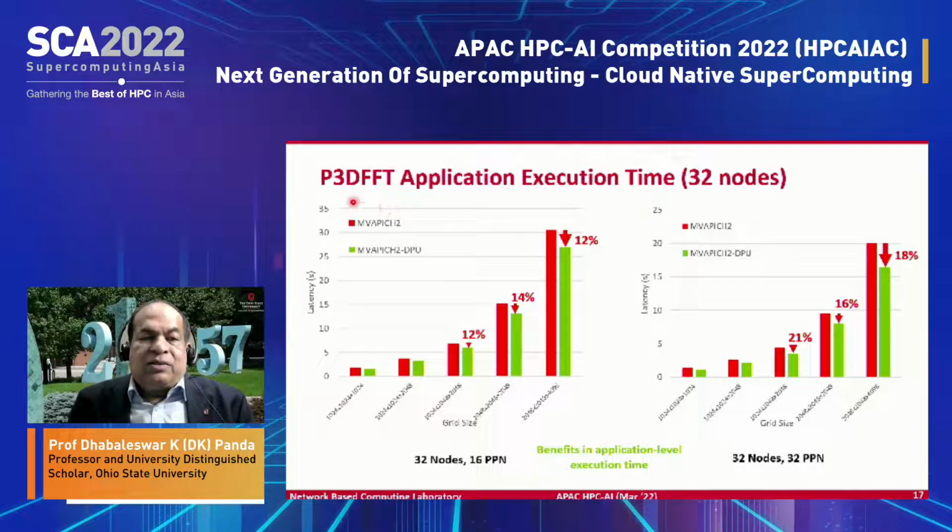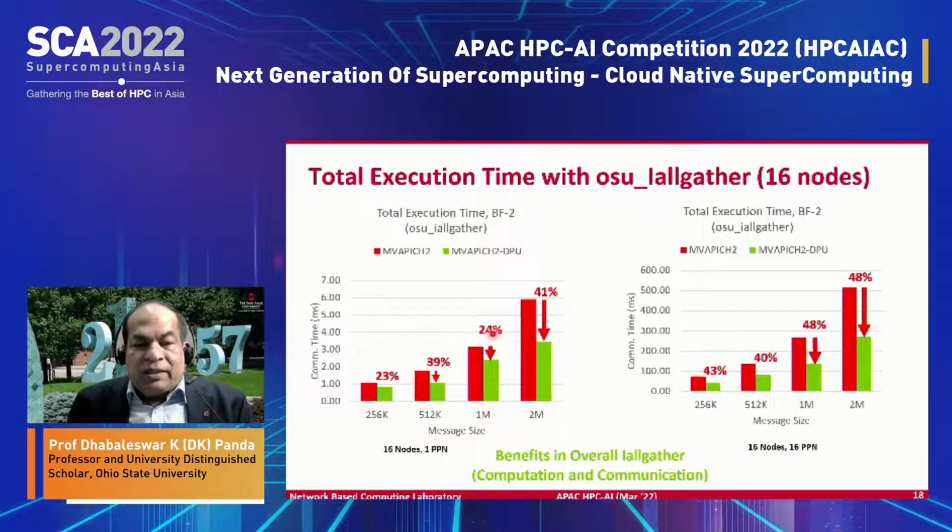This is also the similar P3DFFT. We are trying to scale it to 32 nodes. Here you can see 1000 process runs, and we are getting 18% to 21% benefit in the overall execution time. And even for 512 processes, we see similar things here.